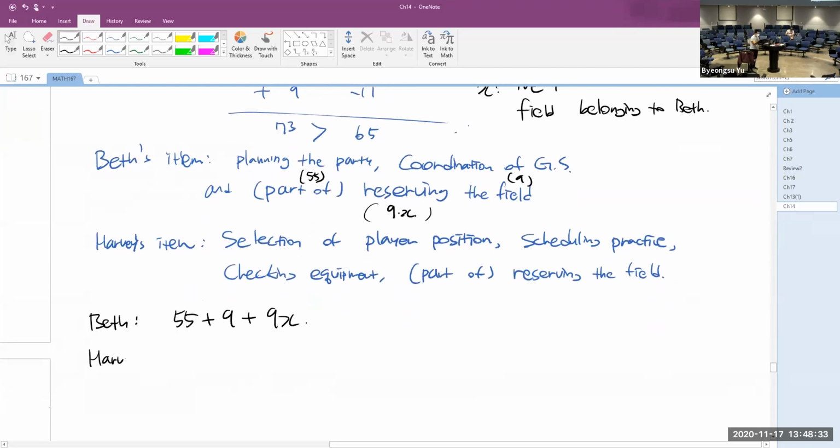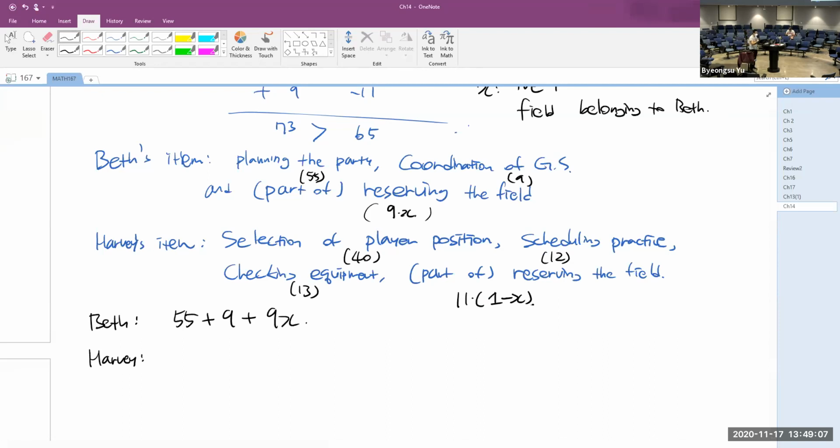And in the case of Harvey, he has the selection of player positions, which is worth 40 points for Harvey, and scheduling practice, which is 12 points, and tracking equipment, which is 13 points, and part of reserving the field. Reserving the field itself is worth 11 points for Harvey, but he only gets part of it, which is 1 minus x, because x is the portion for Bass. So 1 minus x is the portion for Harvey, right?